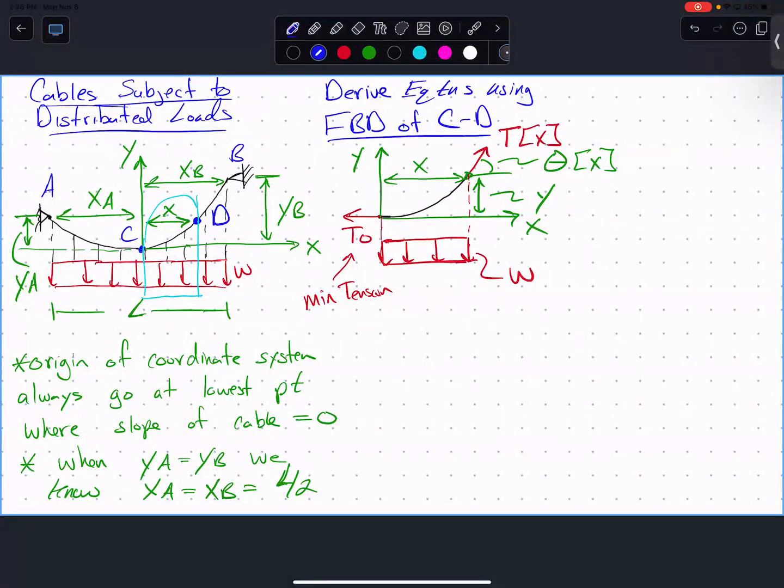Let's start with the moment equation. Where do you think would be good to sum moments at to reduce the number of unknowns in our equation? Where can we sum moments at? And let me put the points on there. So point C is at the low spot right here. Point D is up here.